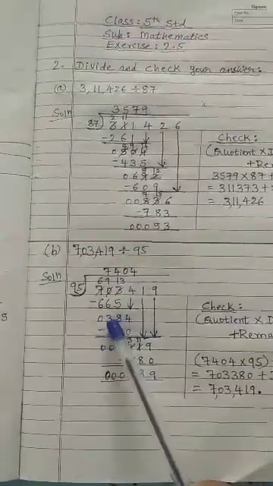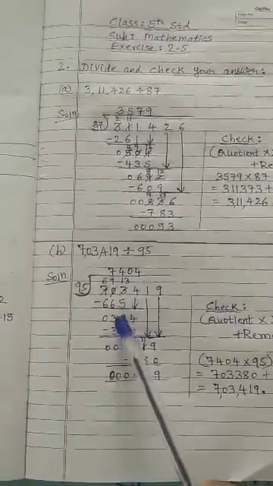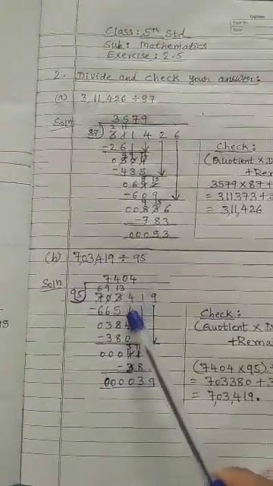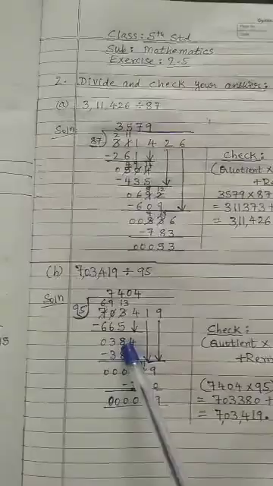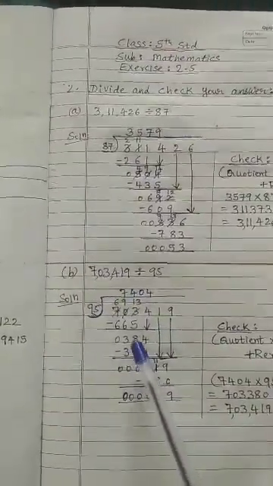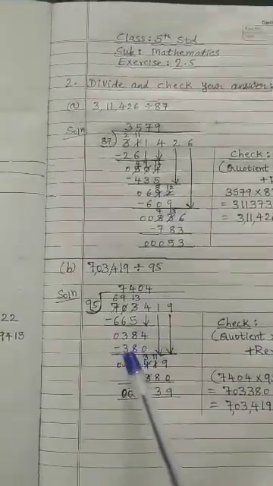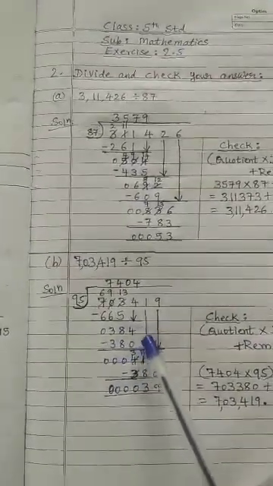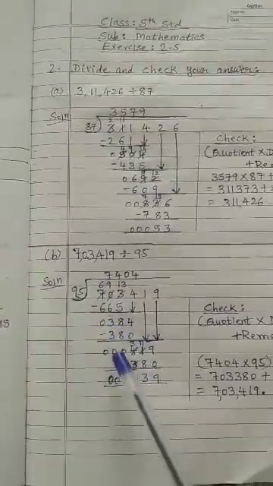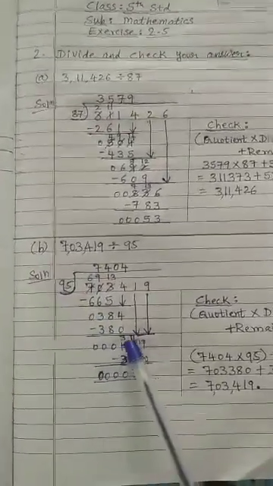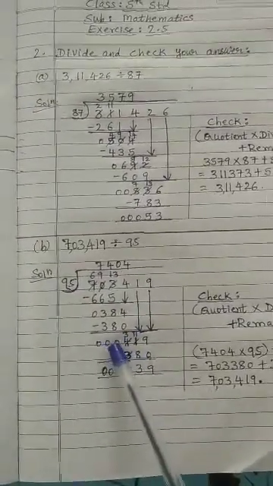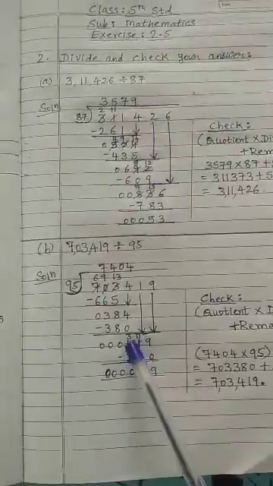So how much remain here? 38. 38 is smaller than 95. So bring down 4. This digit 4. Now it is 384. 95 4s are 380. Below 384 write 380. Put minus sign. Subtract. 4 minus 0 4. 8 minus 8 0. 3 minus 3 0. This 0 you write here. So how much is remaining here? 4 minus 0 4. Only 4 is there. These 3 zeros. 4 is less than 95.